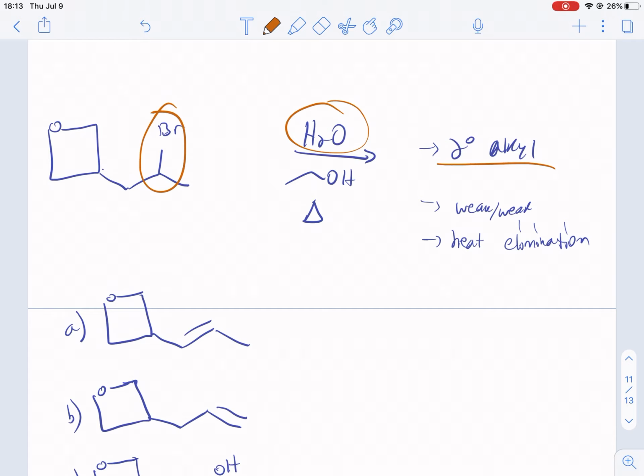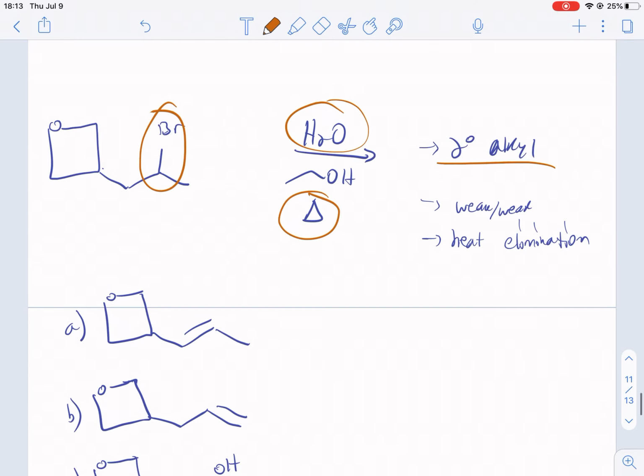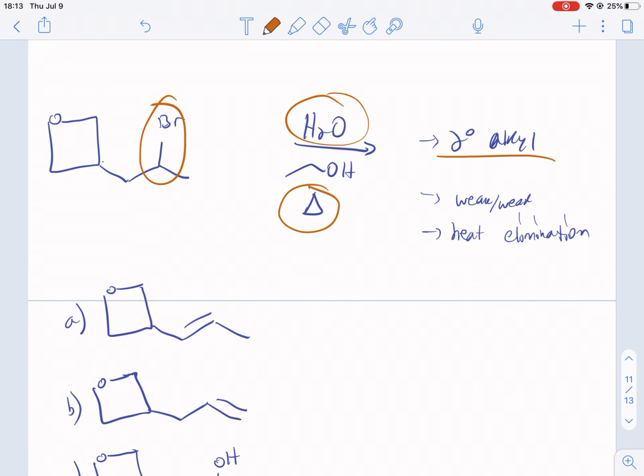Then we have heat. If there's heat, it's going to be elimination, right? You're going to force that elimination reaction. So we have a secondary alkyl halide, a weak nucleophile, and a weak base. So let's think. SN1 reactions happen in the same environment E1 happens. E2 reactions happen in the same environment SN2 reactions happen.